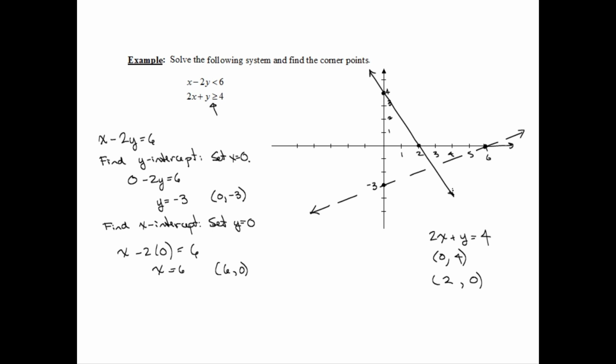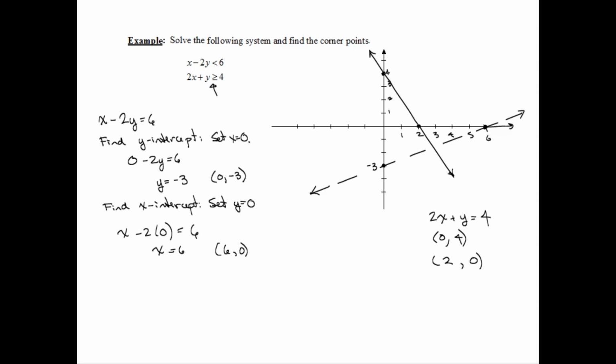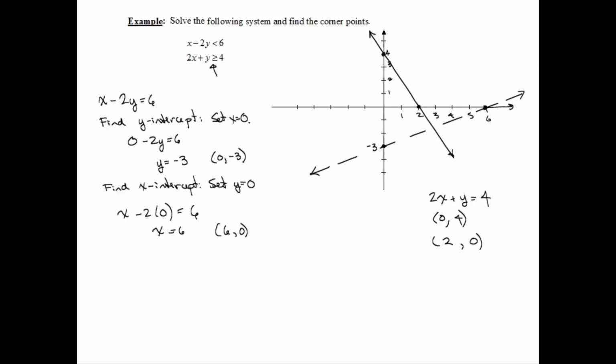Now we need to do the shading. So first, if we look at x minus 2y less than 6, let's choose for our test point the origin, 0, 0, because it's not on the line. So if I put this in, I get 0 minus 2 times 0 less than 6. So we get 0 less than 6. You'll see why we chose this. It makes the arithmetic very simple.